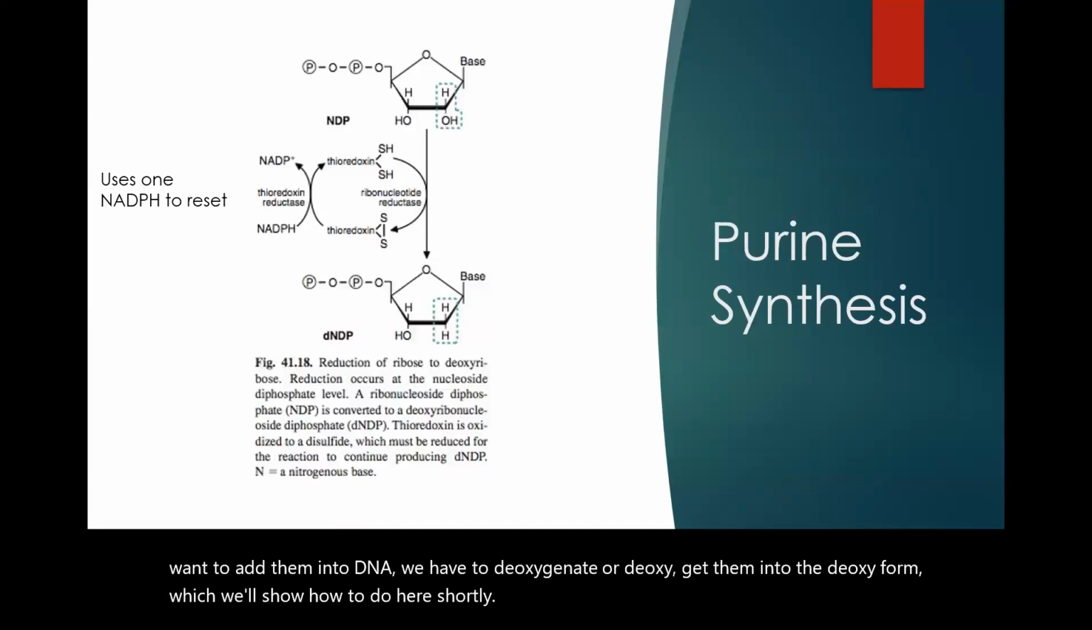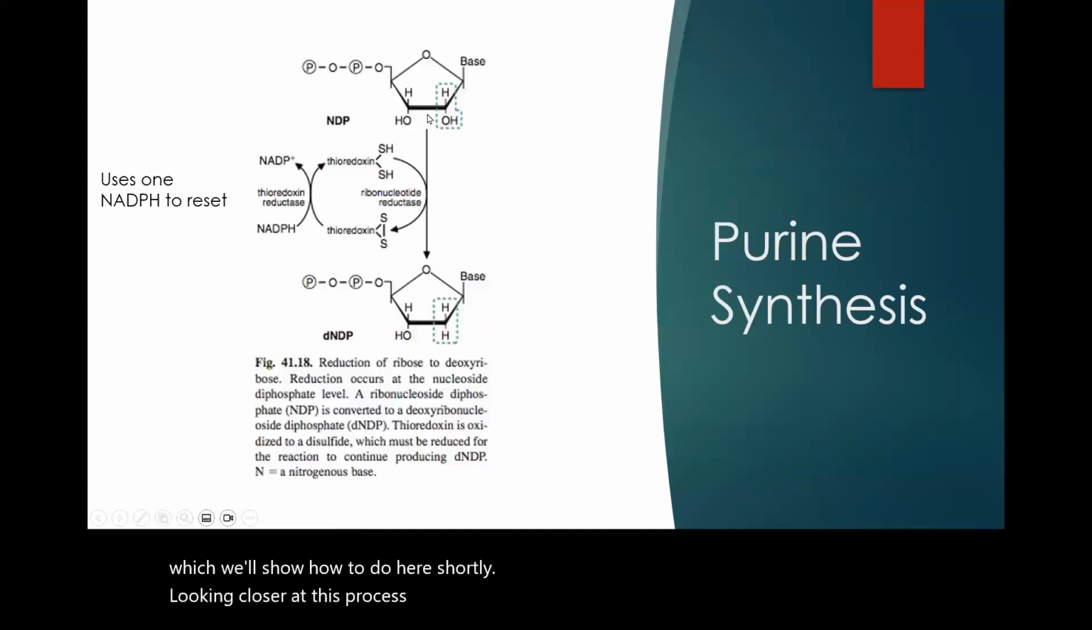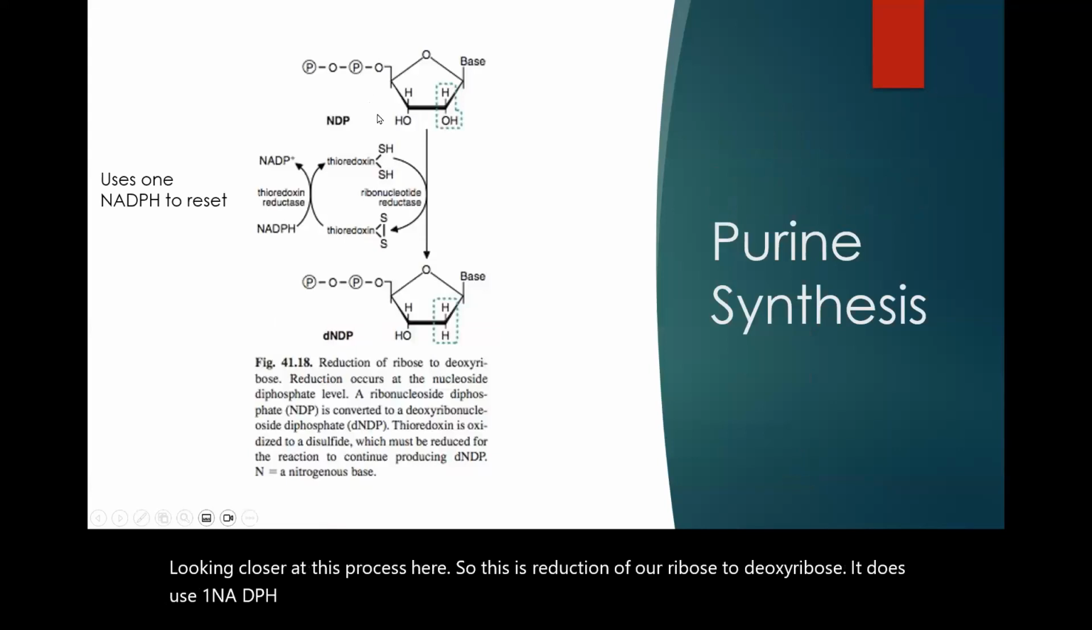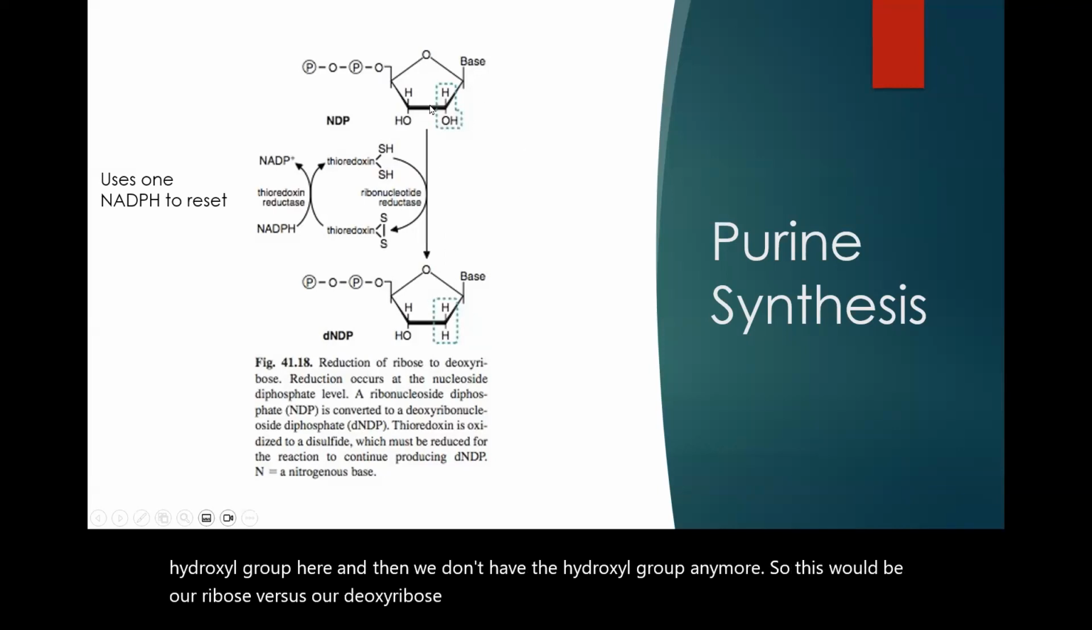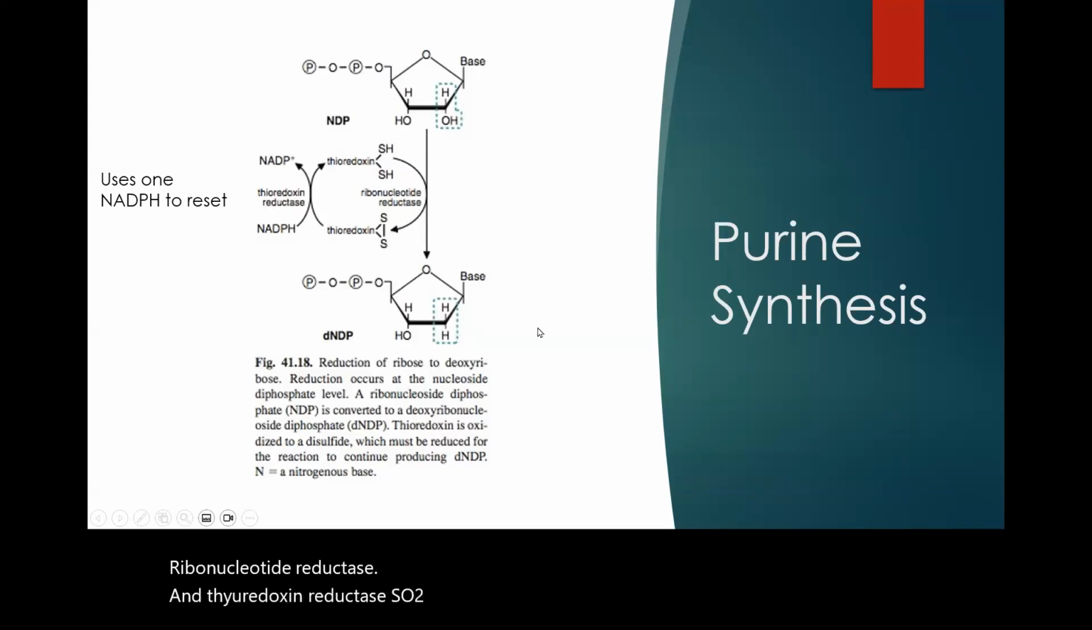Looking closer at this process here. So this is reduction of our ribose to deoxyribose. It does use 1 NADPH to reset. So we see our base form here of our purine. And then we have this hydroxyl group here. And then we don't have a hydroxyl group anymore. So this would be our ribose versus our deoxyribose. Deoxy meaning we took off that hydroxyl group. Uses ribonucleotide reductase and thioredoxin reductase. So 2 reductase enzymes to do this process.